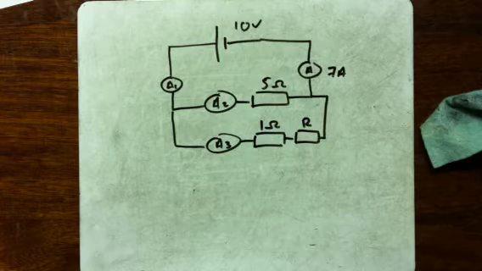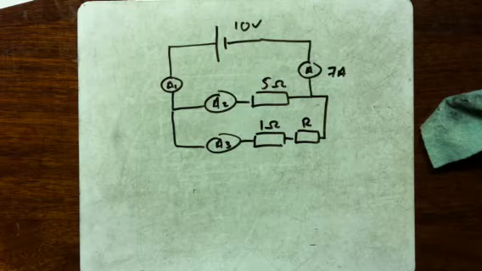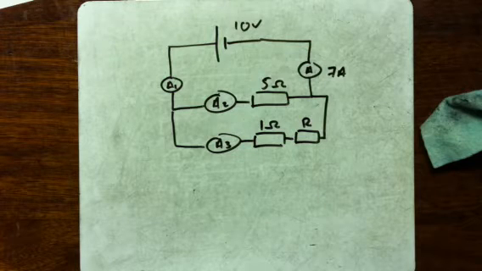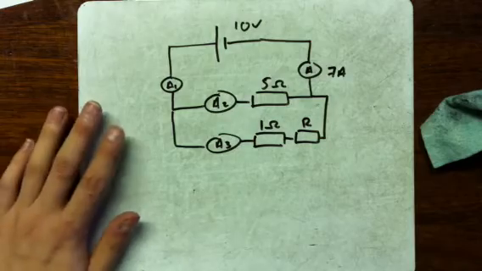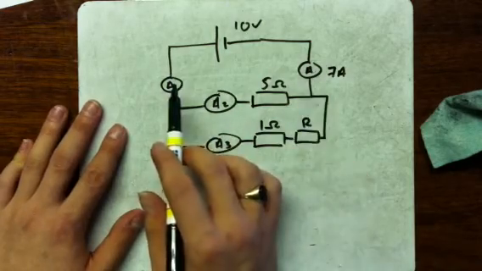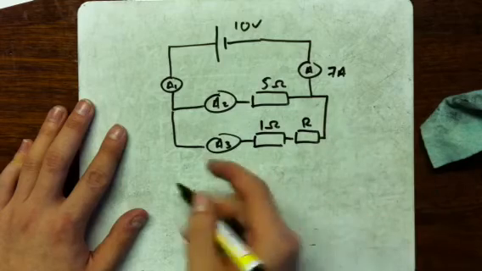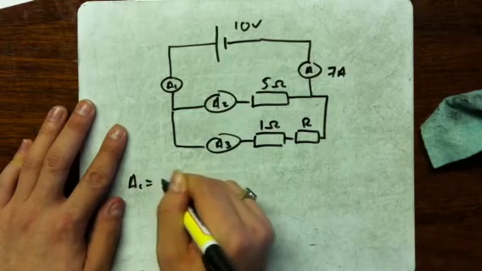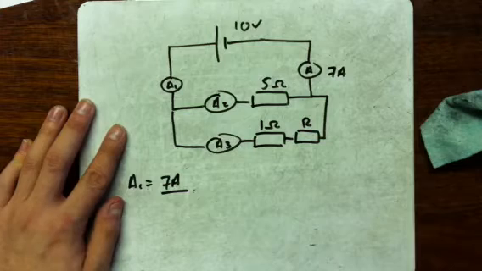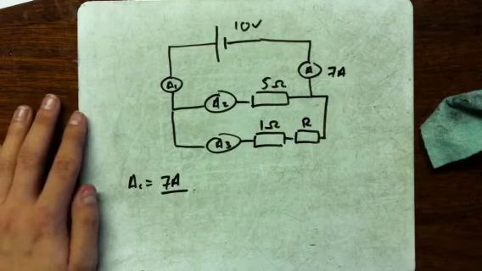Okay then, so hopefully you've given that a go. Should not have found that too difficult, but let's give it a whirl. The first thing you can do straight away is tell me what A1 is. If we have an ammeter over here and an ammeter over here, the current is the same before and after the split, if you like. So A1 equals 7 amps. That's probably the easiest one you'll find on here.